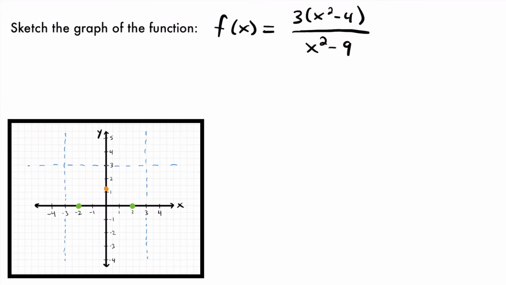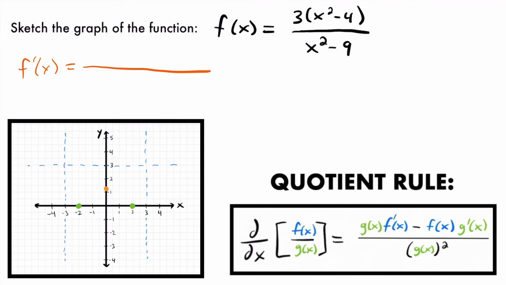All right, so now we're going to take the first derivative of our function. If we do that, you can see that our function here is a quotient of two functions, so we're going to need to use the quotient rule. And so f prime of x is going to be equal to the following. I'm going to have the quotient rule up here on the screen for you to reference in case you need it.